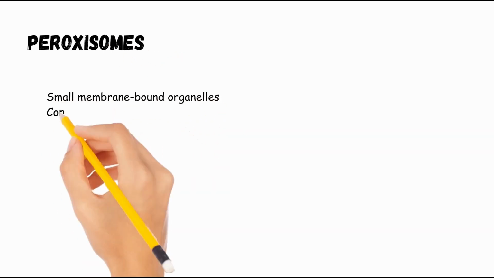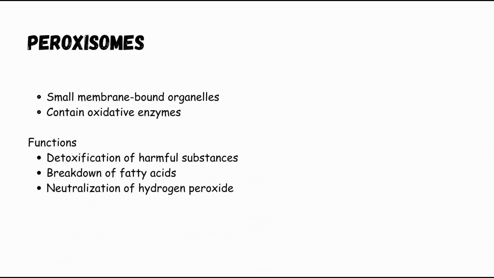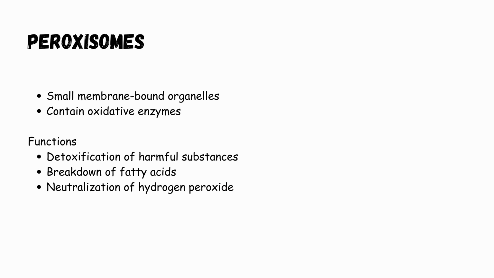Peroxisomes are small organelles that contain oxidative enzymes. They are involved in detoxification of harmful substances and breakdown of fatty acids. Peroxisomes also neutralize hydrogen peroxide, which is toxic to the cell. Thus, they protect the cell from oxidative damage.